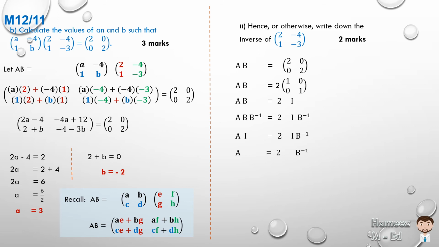If I want B inverse, the 2 is multiplying. When I carry it across, it will be half, it will be dividing. So we're left with half, and we can substitute for A, 3 minus 4, 1 minus 2. And we can leave the answer as is. There's no reason to extend the process.